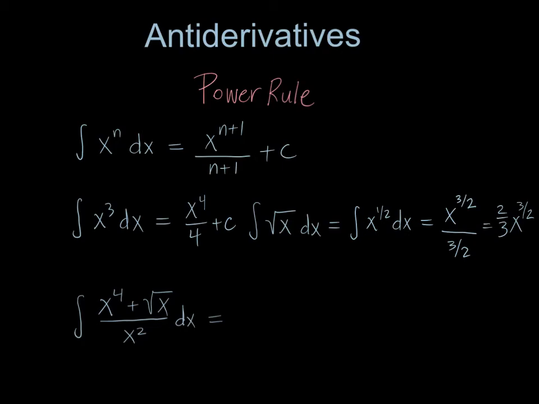And this next example, if you have a rational expression where you have two terms on top and one on the bottom, you can divide it up into pieces. X to the 4th over x squared is x squared. X square root of x, which is, remember, x to the 1/2, over x squared. You're subtracting exponents. X to the 1/2 minus 2 is negative 3/2.